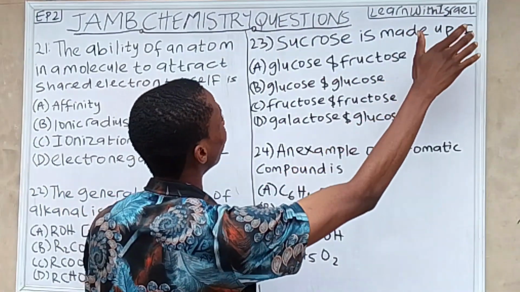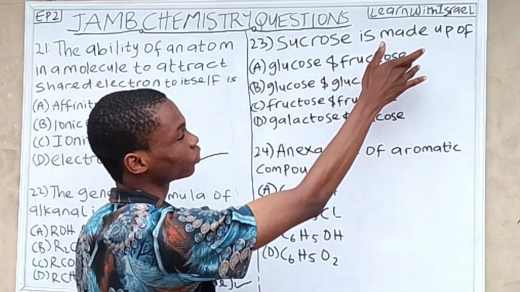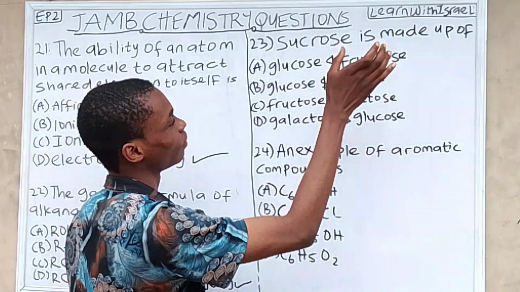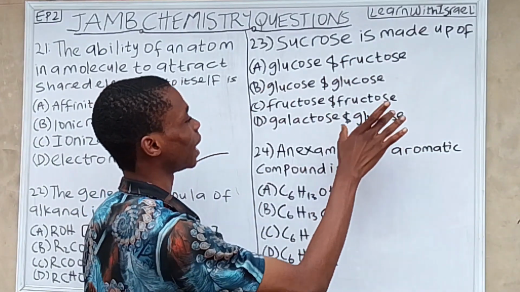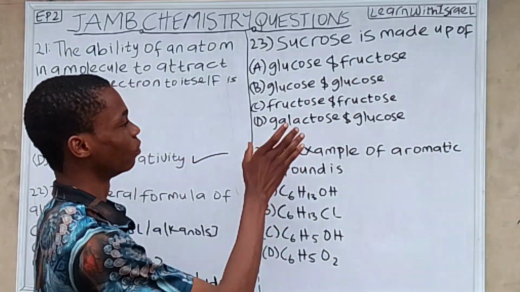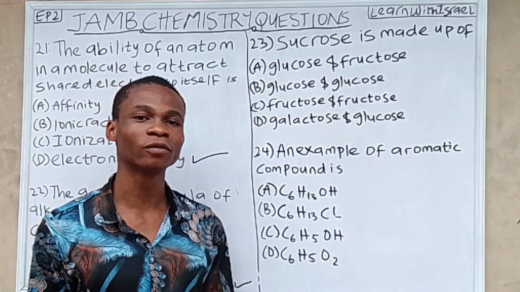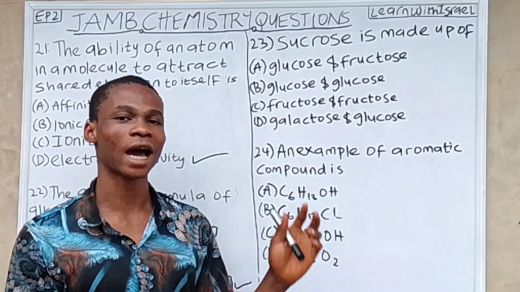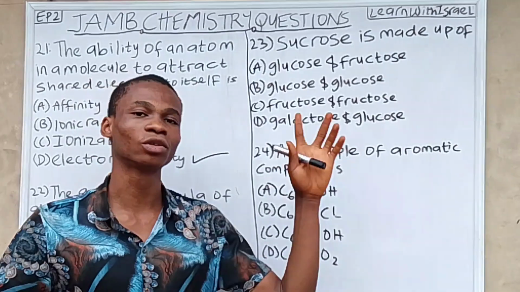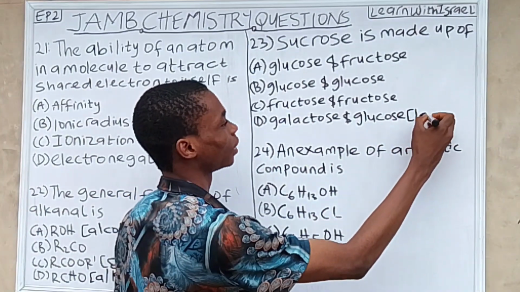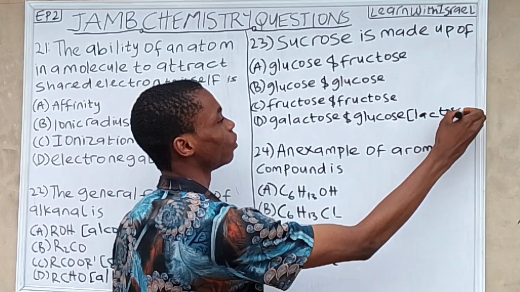Sucrose is made up of: A. Glucose and fructose, B. Glucose and glucose, C. Fructose and fructose, D. Galactose and glucose. So let's start from option D. Galactose and glucose come together to give us lactose. So option D is wrong.